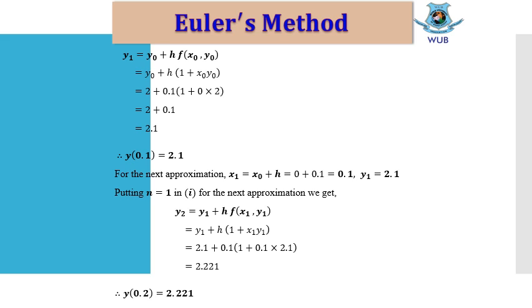Now, for the next approximation, we consider x1 equals x0 plus h. So x0 equals 0 and h equals 0.1, which is already given in the question. And so we get y1 equals 2.1, and this is just the cross-checking, nothing else. Now putting n equals 1 in our desired equation, we get y2 equals 2.221. Now this is a very simple method.